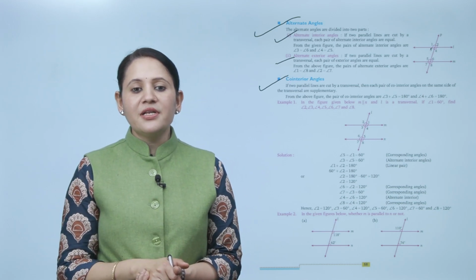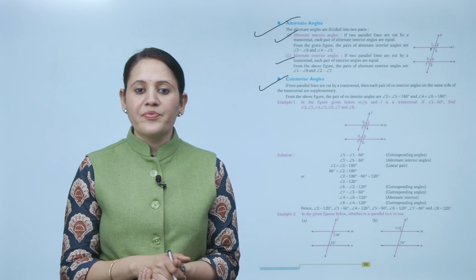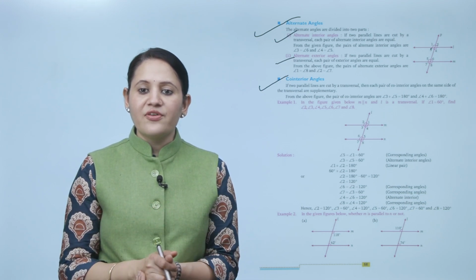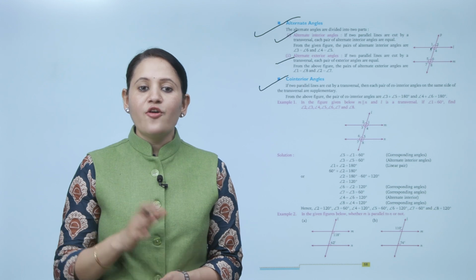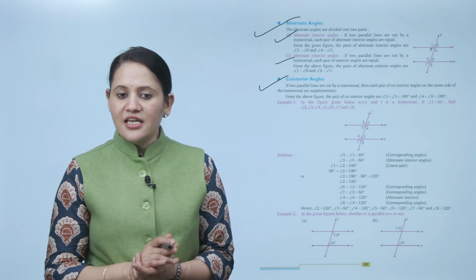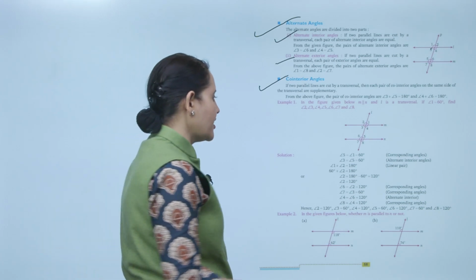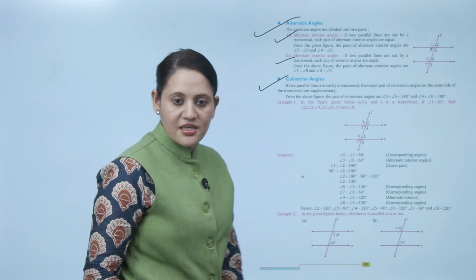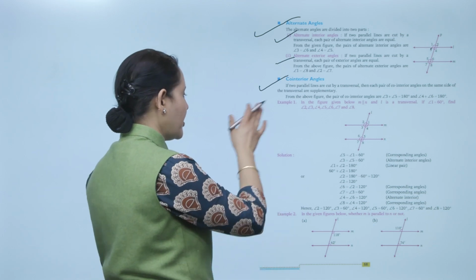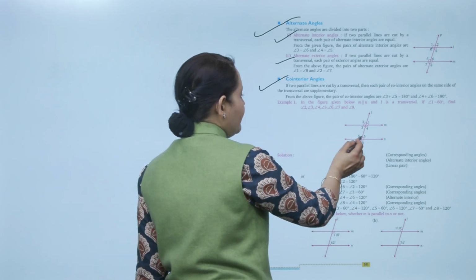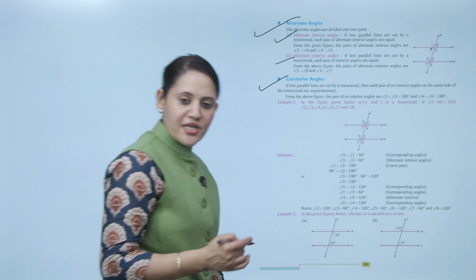Now, we'll take an example in the figure given below. M is parallel to N and L is the transversal. If angle 1 equals 60 degree, find angle 2, 3, 4, 5, 6, 7 and 8. So here we know M and N are parallel lines and L is the transversal. Clear? So from the properties of parallel lines, angle 5 and angle 1, they are corresponding angles.